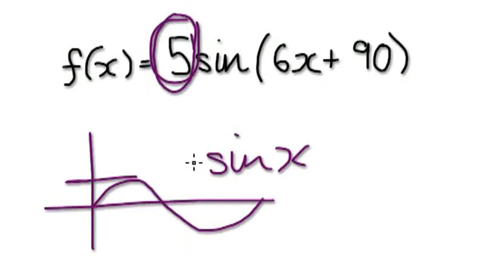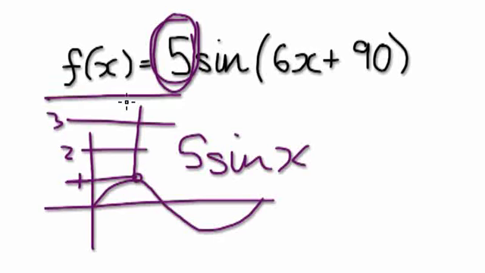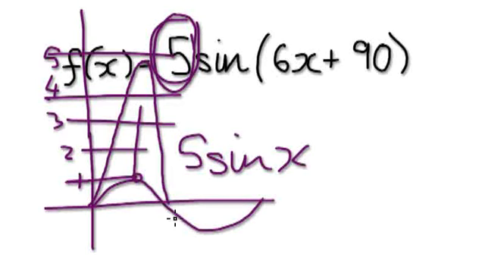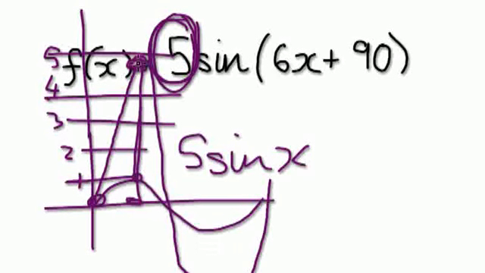Because of this 5 here, you can imagine, well, 1 is here. This here gets moved up, well, 2, 3, 4, 5. So the amplitude in this case will be 5. So the graph will look something like this. Okay. So this number here changes the amplitude. So the height of this thing from here to here is really the amplitude.